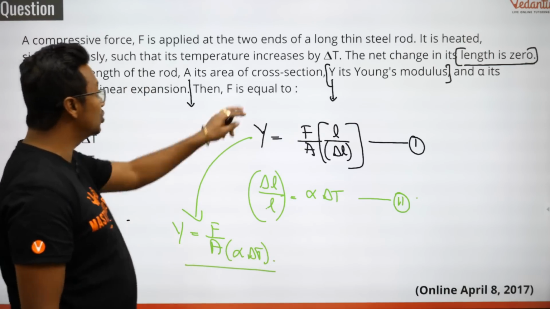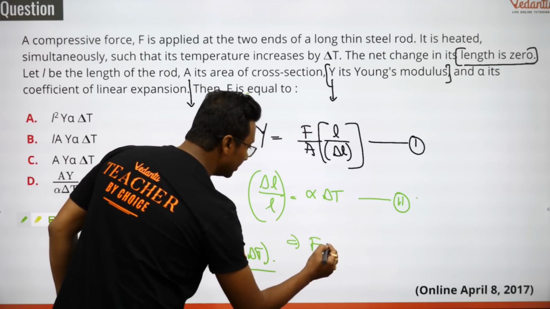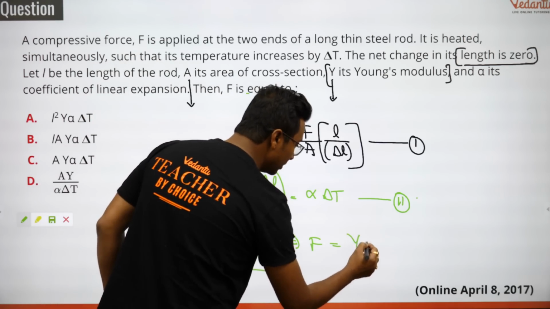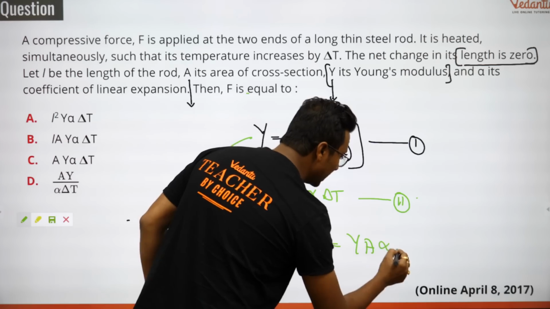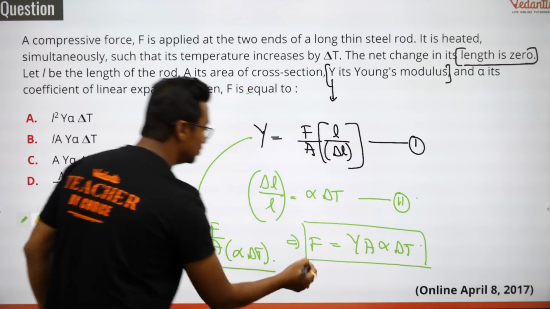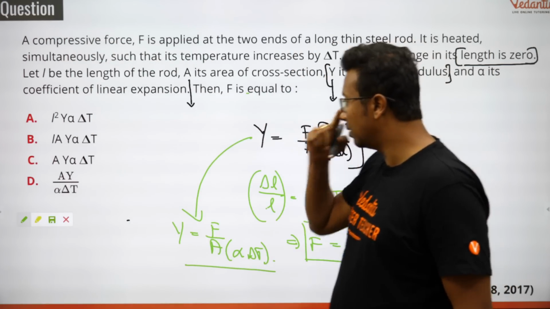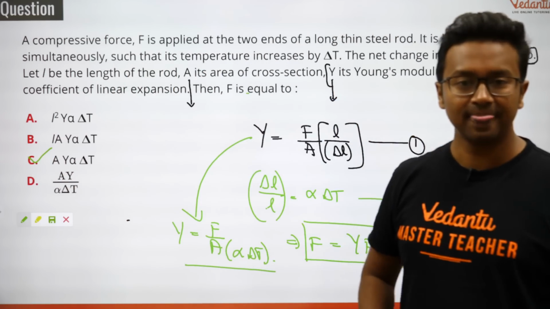That means how much force should I be applying? From here, F should be equal to Y A alpha delta T. So this is my answer, dear students. Here it is going to be option C. That is the right answer.